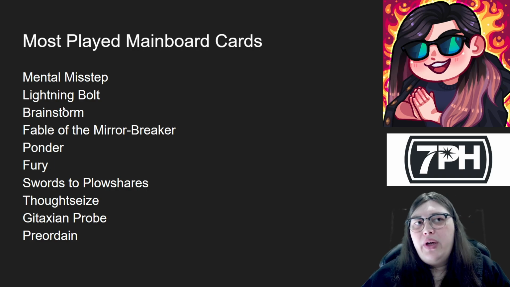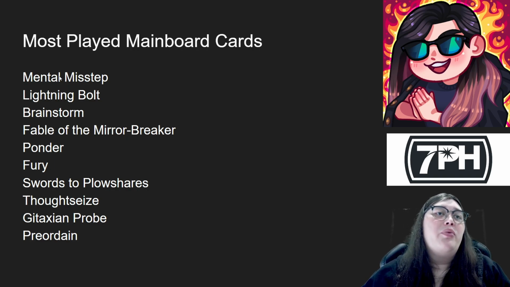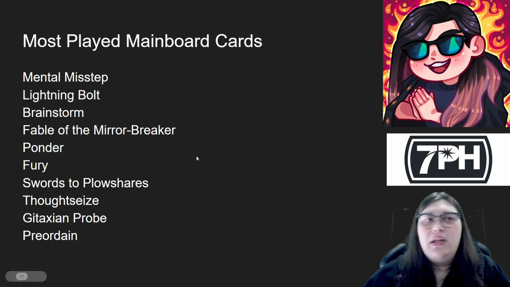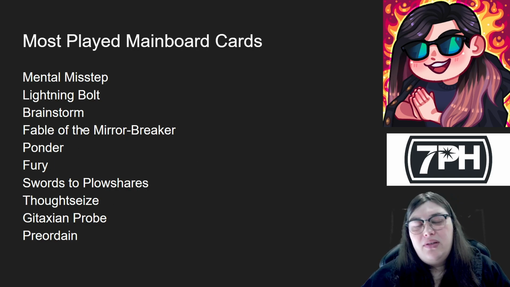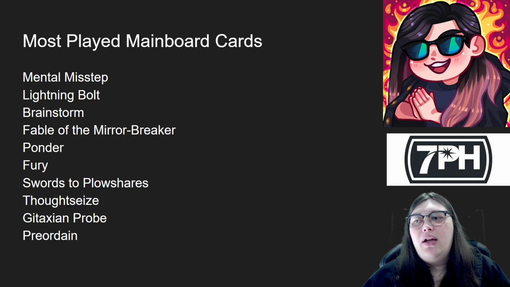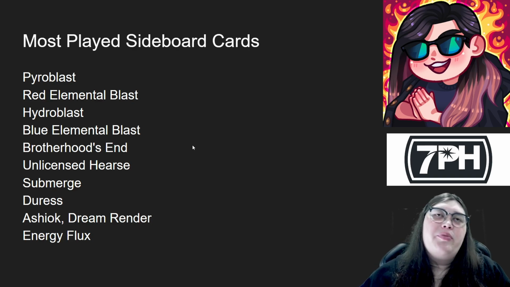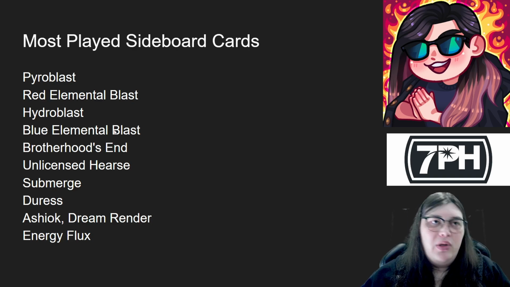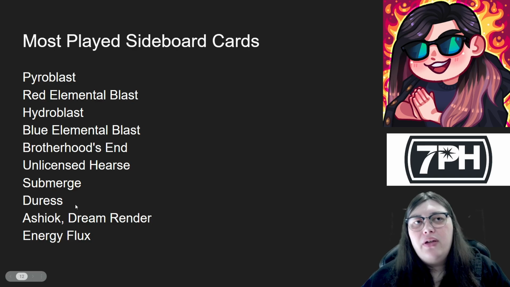So for a quick summary, the most played mainboard cards were Misstep, Bolt, Brainstorm, Fable, Ponder, Fury, Swords, Thoughtseize, Gitaxian Probe, and Preordain. You can glean from this what you wish. This is obviously excluding the lands that were in deck lists. However, you can have a look at the full data set, and you can find which lands were also very commonly played. The most played sideboard cards were Pyroblast, then Red Elemental Blast, Hydroblast, then Blue Elemental Blast, Brotherhood's End, Hearse, Submerge, Duress, Ashiok, and Energy Flux.